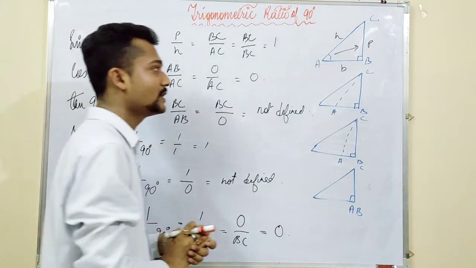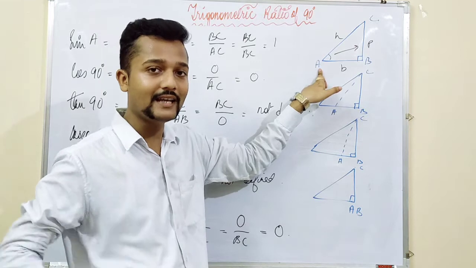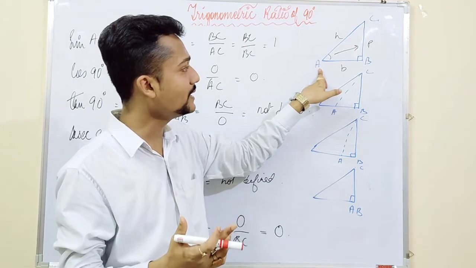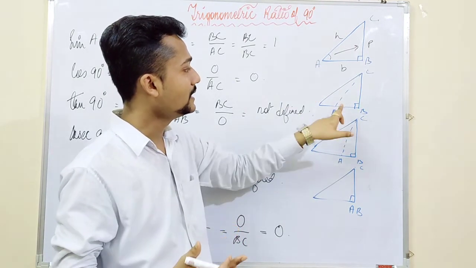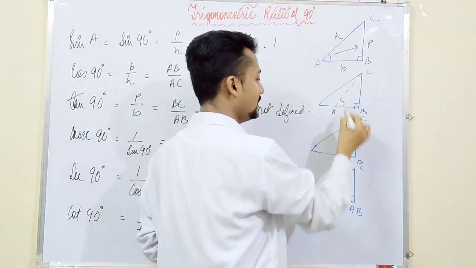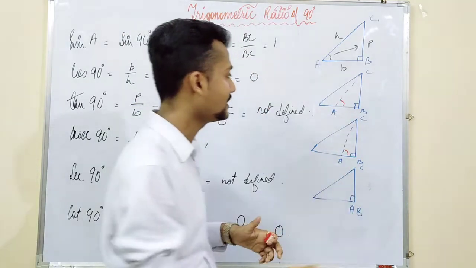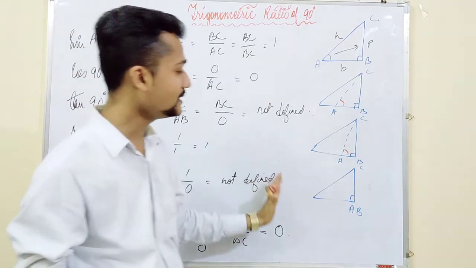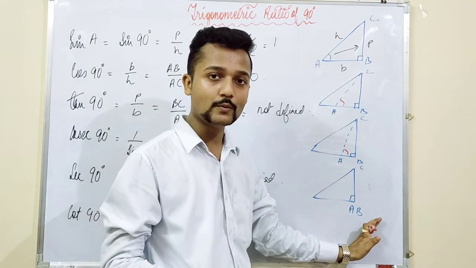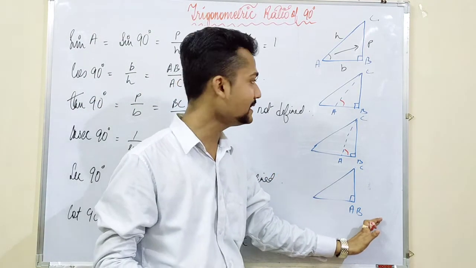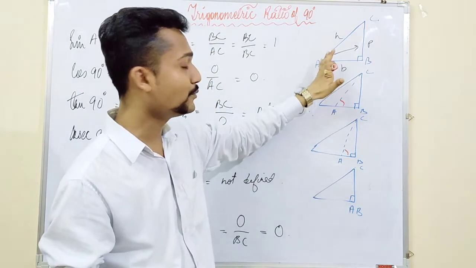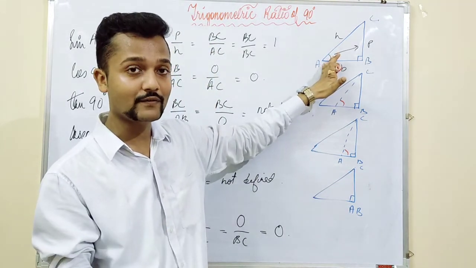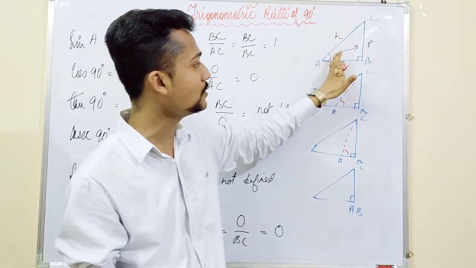Now here in this case, we will try to make angle A greater and greater. If we try to make it greater and greater, finally what happens? It comes closer to B to become 90 degree, isn't it? If we try to make angle A greater and greater of triangle ABC, then what happens? It comes closer to B.